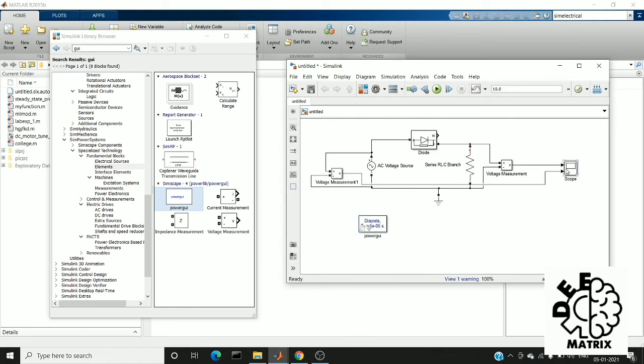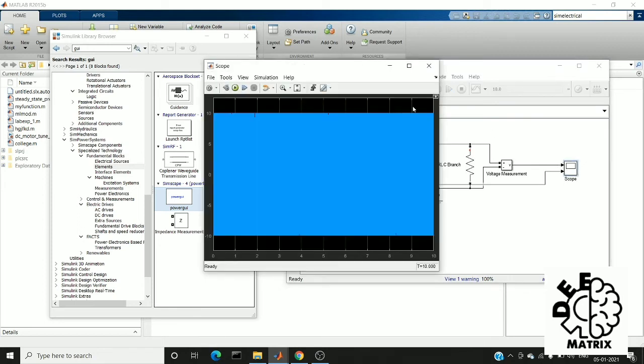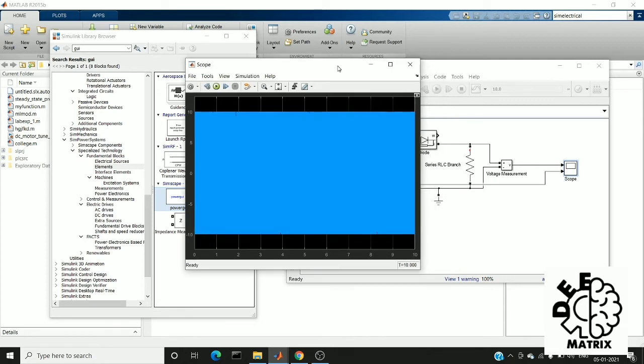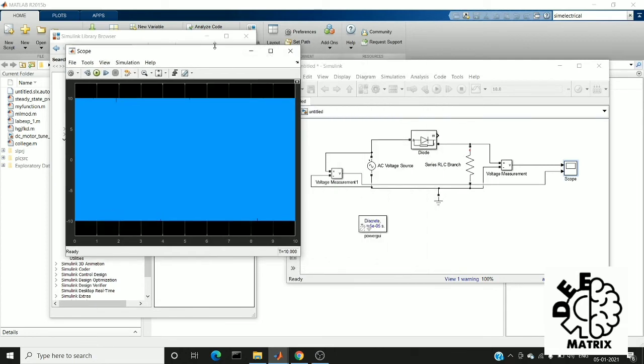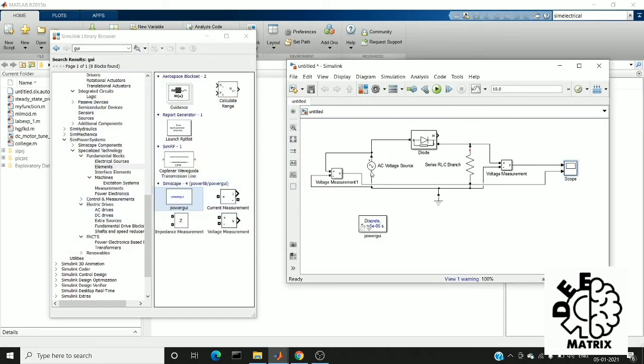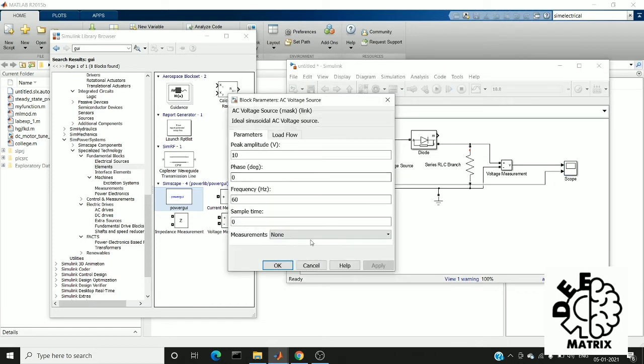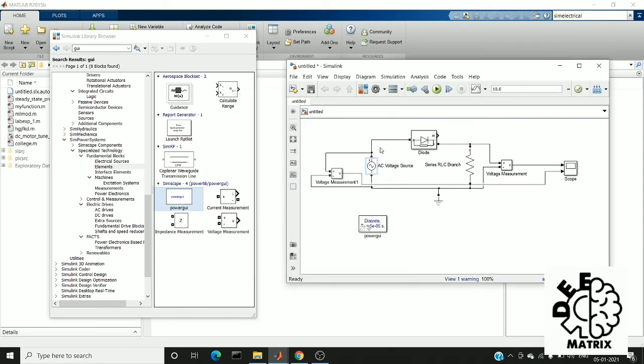So we are going to visualize the output. Here you can see the frequency is 60. I'm going to change it to 1 for better visualization. If you have a higher frequency, the waves will overlap on one another so that I get a band-like output.